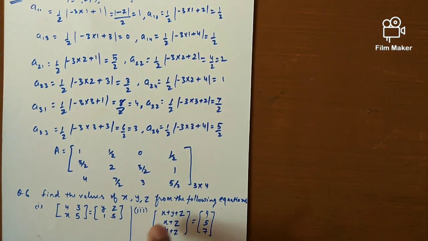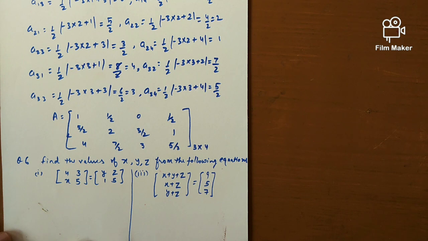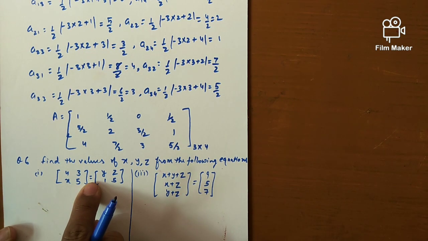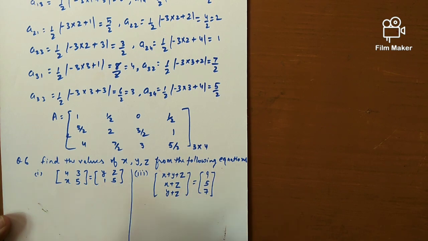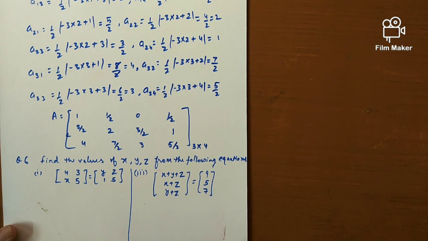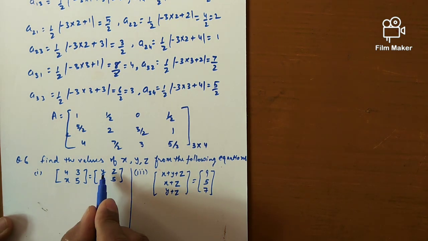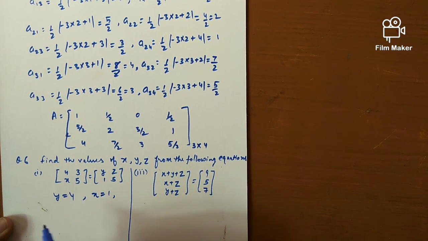We have seen that the answer of question number 5 was a matrix of order 3 cross 4. Now come to question number 6. This question asks us to find values of x, y and z from the following equations. In the first part there are two matrices and there is an equal sign between them. It means that these two matrices are equal, and we have already discussed, if matrices are equal then their corresponding elements must be same. So following the concept of equality of matrices, the value of y will be 4, value of x will be 1, and value of z will be 3.